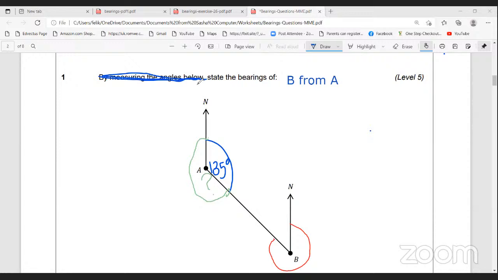So you're going to start at your north line and go clockwise. Yes, that's it. So you go from your north line and you go clockwise. Explain that to your classmates, Dejana.